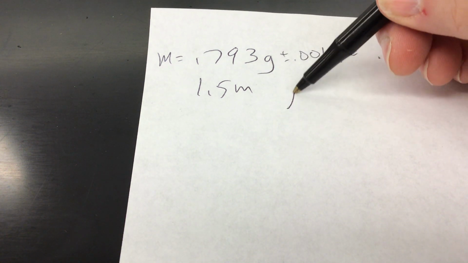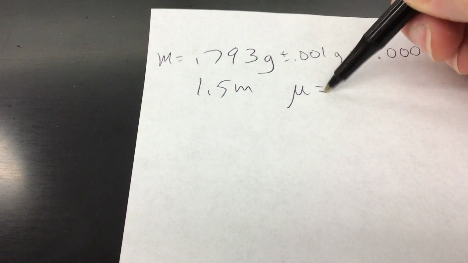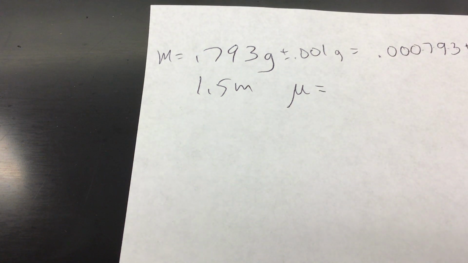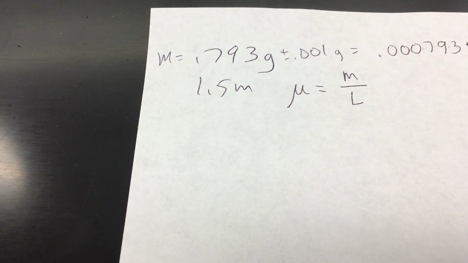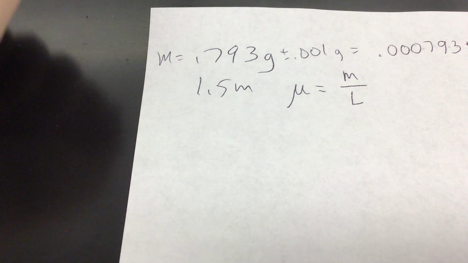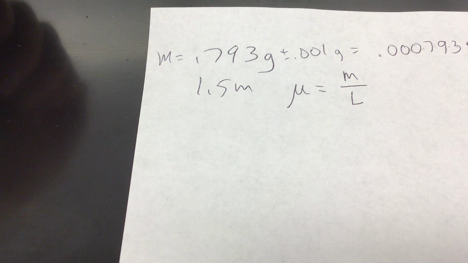Now, linear mass density is represented by mu. It's a type of density. In the very first lab, we found volume density, which is mass per unit volume. Linear mass density is mass per unit length. So it's still a mass density. Instead of doing it by volume, we're doing it by length.